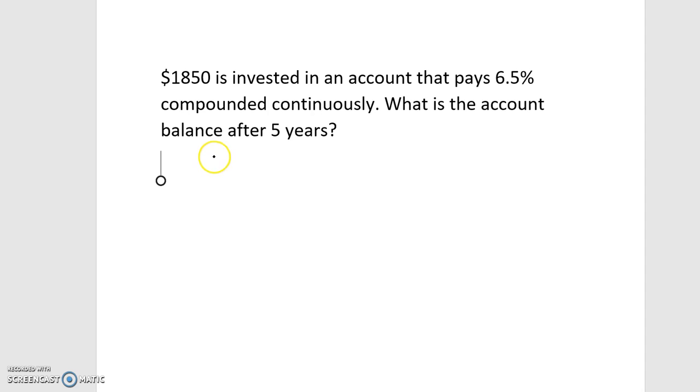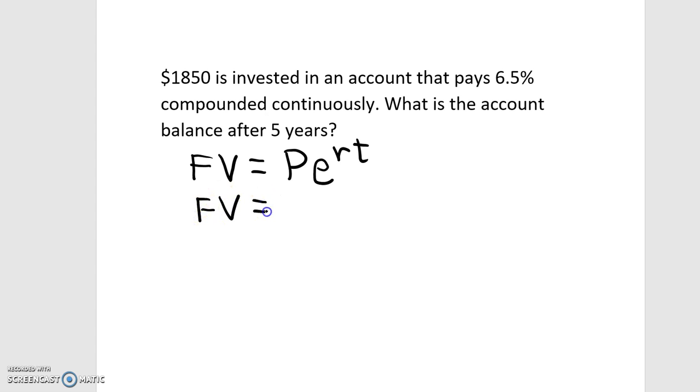So in this case, we need to use the formula FV, or the future value, is equal to P, the principal, times E, that constant variable we learned about in our previous video, to the RT power. So FV is our future value. Well, we want to know the account balance sometime in the future. So FV is what we are solving for.